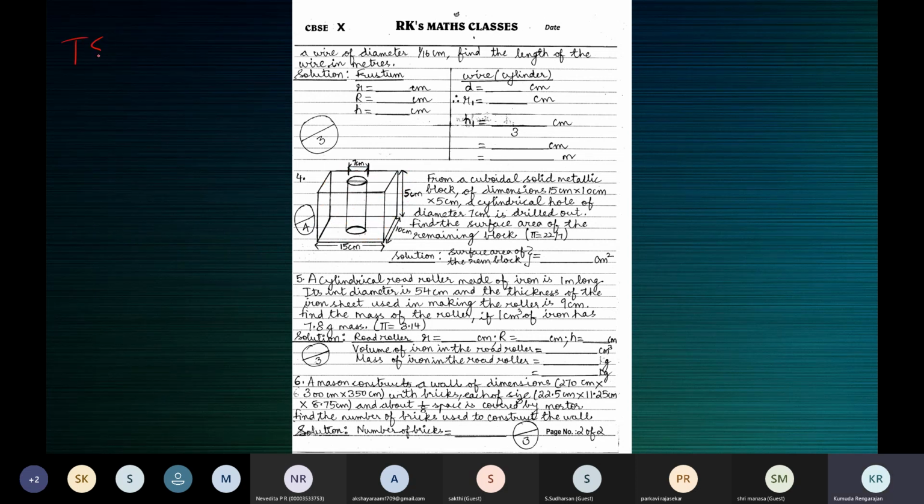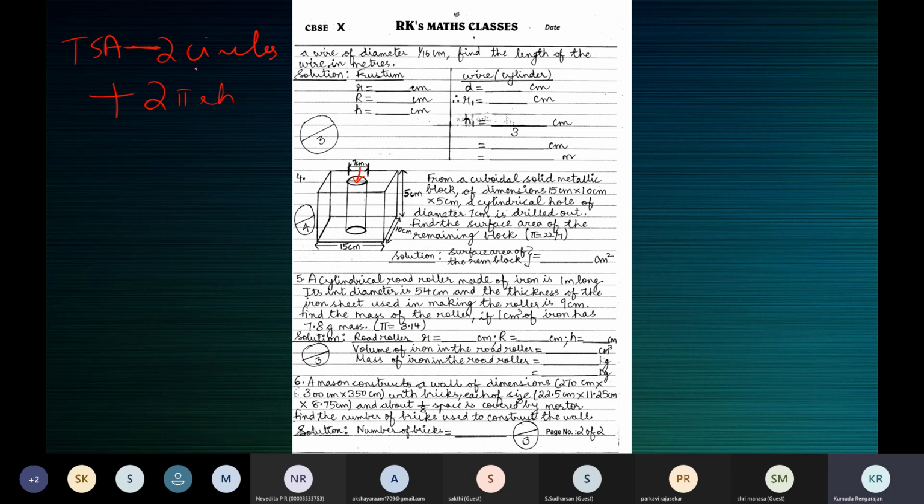So you can paint the TSA of the cuboid less the area of two circles. But if you paint this one, you're not done. If you look inside this hole, you will see that the CSA of the cylinder is unpainted, so you'll have to paint that. If you have to paint that also, add that area. If something is missing, subtract that area. So plus 2 pi RH.